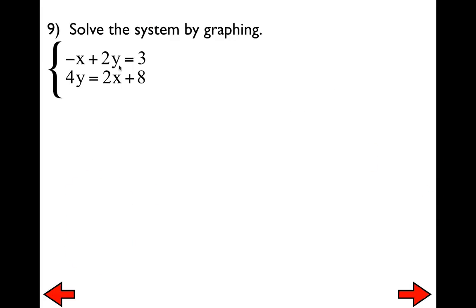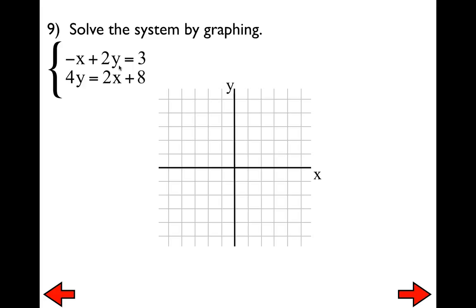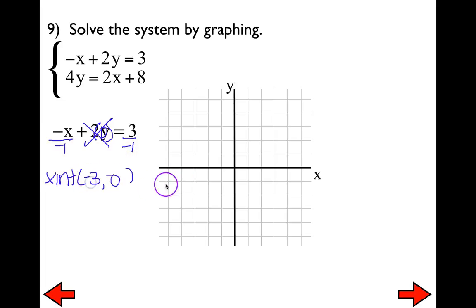Okay, now for number 9. The first one, since it's already in standard form, let's use x and y intercepts to graph this one. So in order to find the x-intercept, I am going to get rid of y by making it a 0. So if I make a 0 for y, this goes away, leaving me with x equals, dividing by -1, it's going to give me a -3.